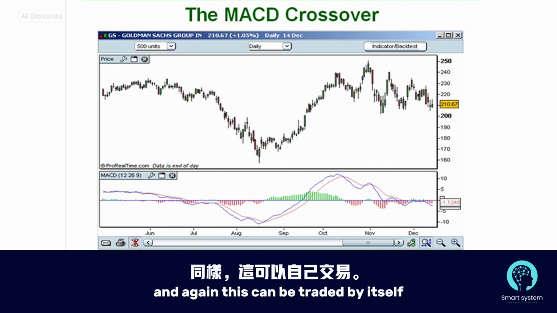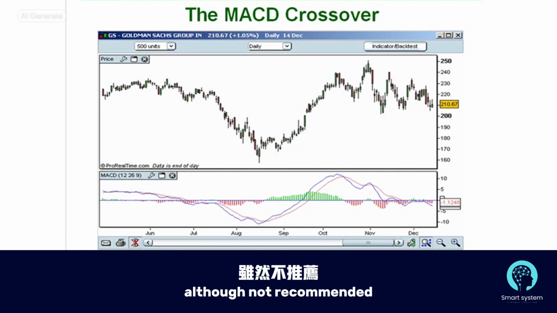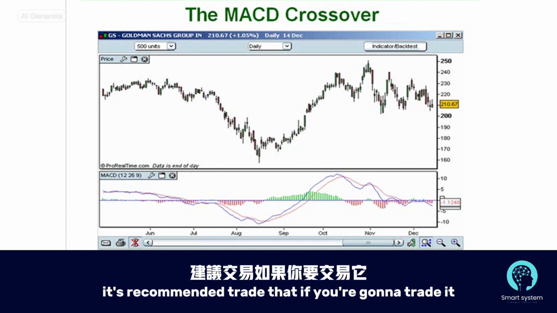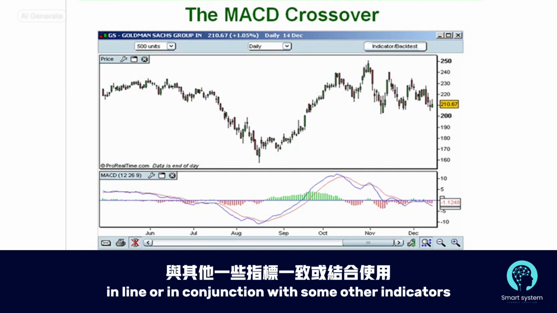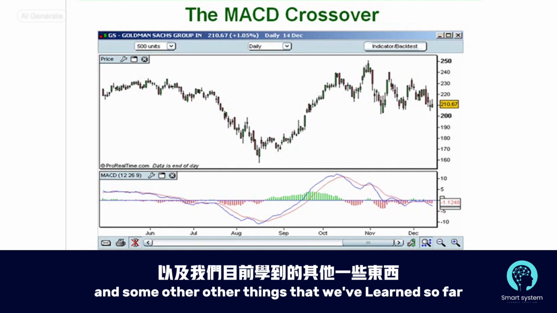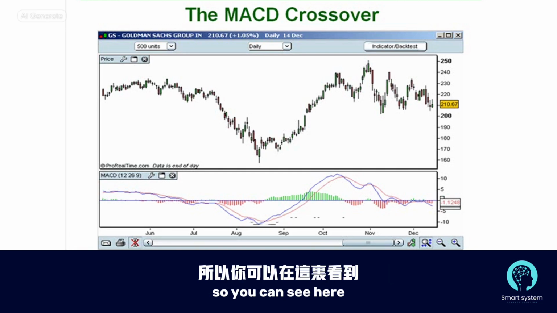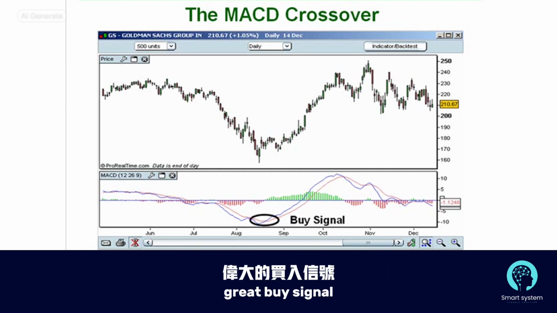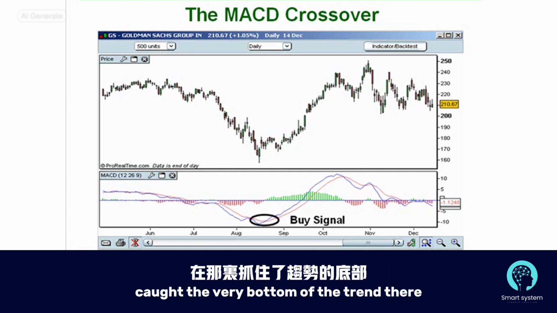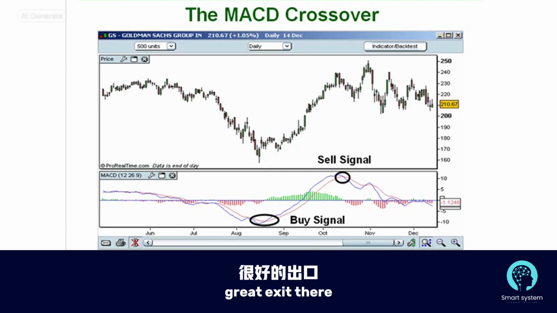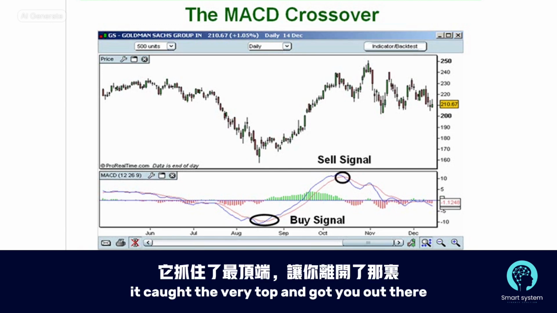Again, this can be traded by itself, although that's not recommended. It's recommended that you trade it in conjunction with some other indicators and some other things that we've learned so far. But it can also be used as additional confirmation for other things that you may be trading. So you can see here, a great buy signal that caught the very bottom of the trend, and then a great exit there. It caught the very top and got you out.